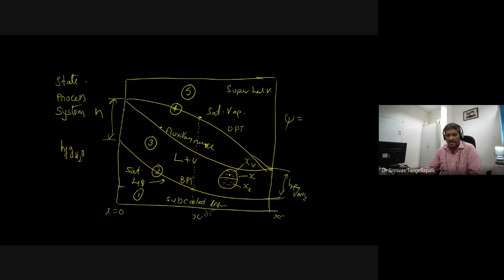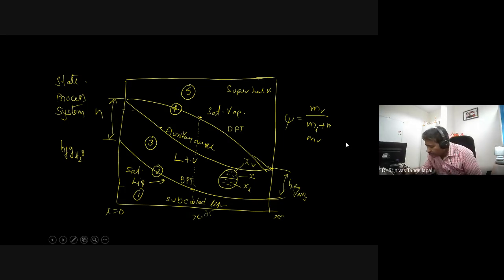What is the definition here? It is the same definition as for steam. How is the dryness fraction defined? Mass of the vapor by the total mass. Here also the same definition: mass of the vapor by the total mass, that is mass of the liquid plus mass of the vapor. I am writing here ML plus MV.